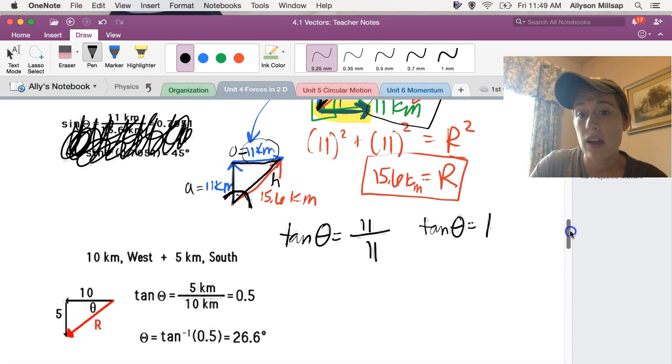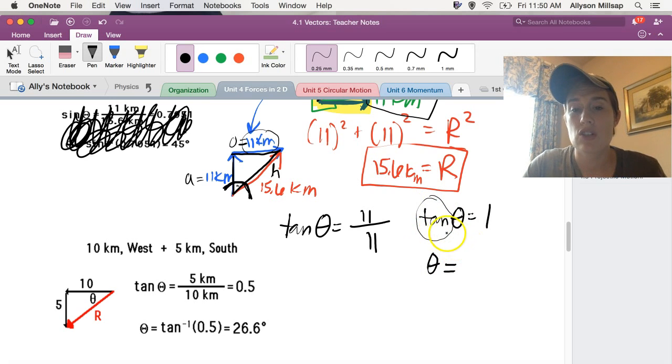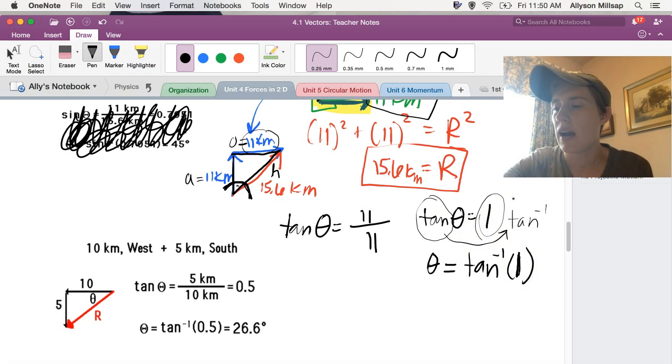That doesn't mean our angle is 1. I want to get my angle by itself. I want it to look like this: my angle equals blank. If you ever want to move sine, cosine, or tangent to the other side of the equation, you have to use the inverse of it. It's got to look like this, tangent -1. So if I want to move this to the other side, I'm going to type in tangent -1 and 1, because this 1 is already on this side.